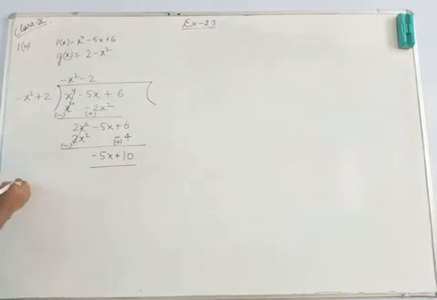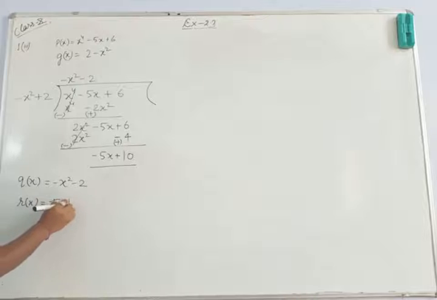Now what is the qx for it? Qx is minus x square minus 2, and rx is what? Rx is minus 5x plus 10. So this is the third part of this question.